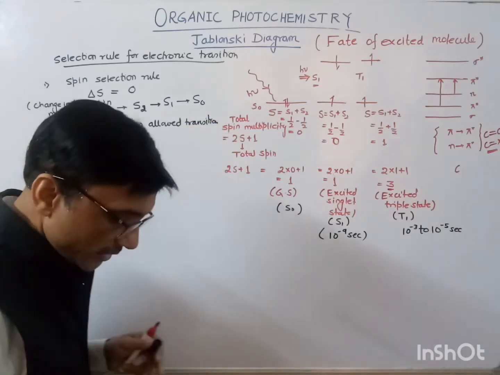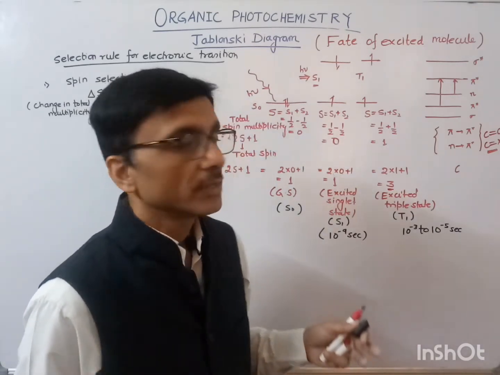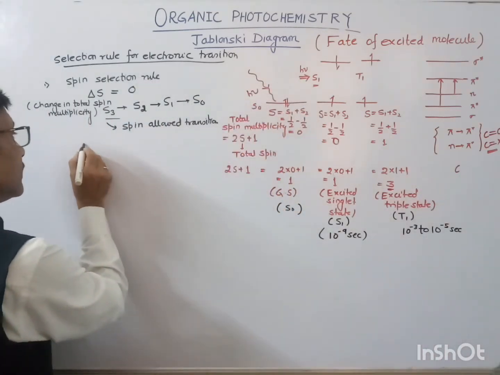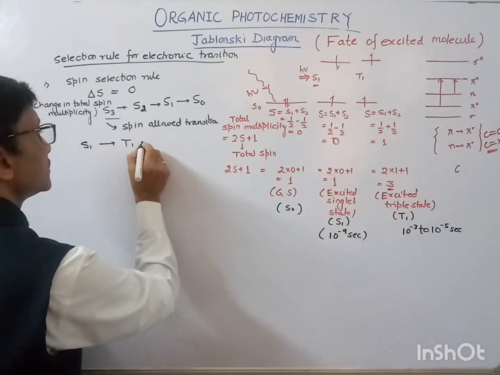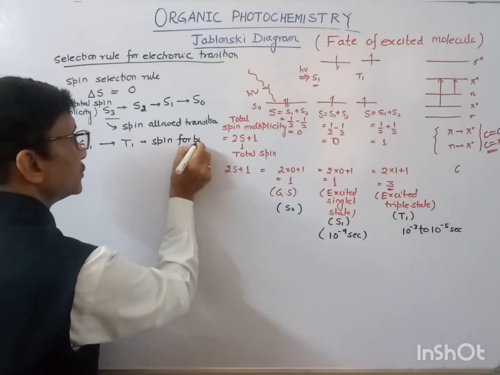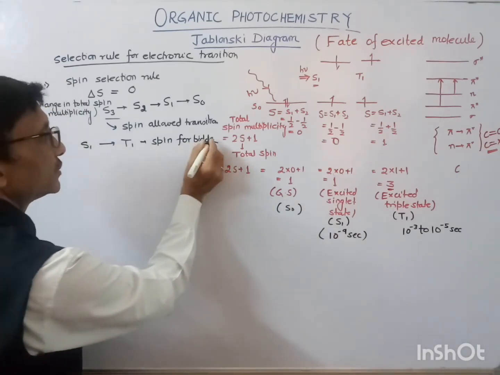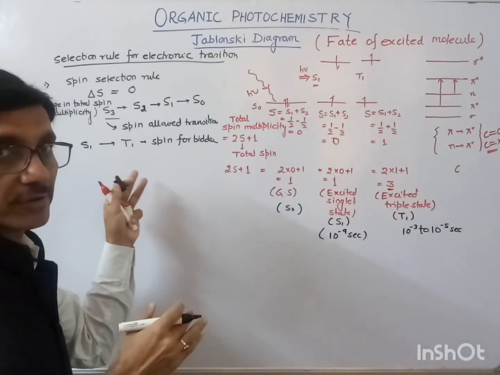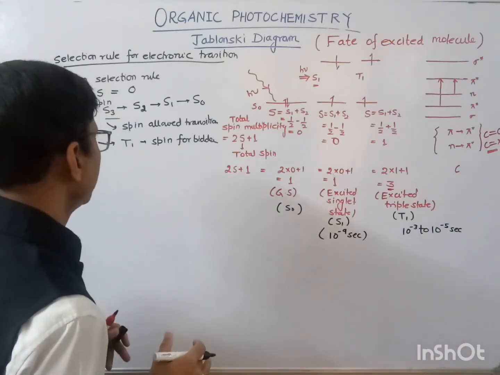But it doesn't mean that an electron may not undergo transition between states of different multiplicity. From S1 to T1 the transition can also occur, but this is a spin forbidden transition. It doesn't mean it is not important. Such spin forbidden transitions are also very important.